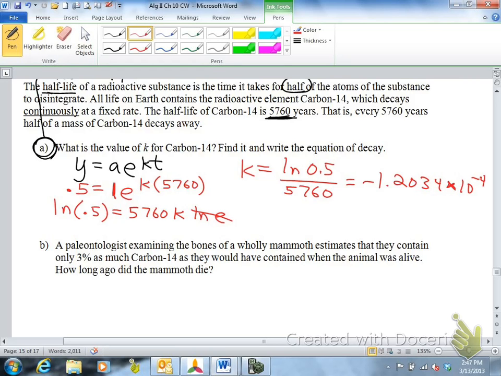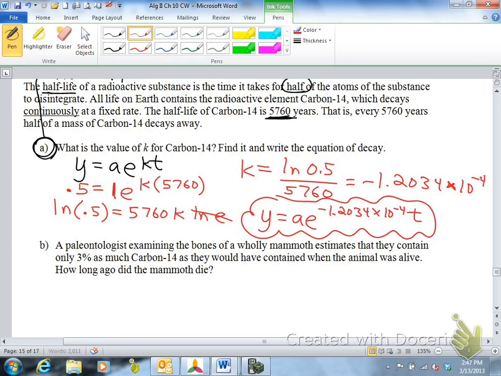So our equation that we can use is this: y equals A e to the negative 1.2034 times 10 to the negative 4 t. This is the equation that you'll use on number 14 on your homework, and I direct you to your class notes on your homework sheet. So that's number 14. I'll use it twice in the next 2 examples.